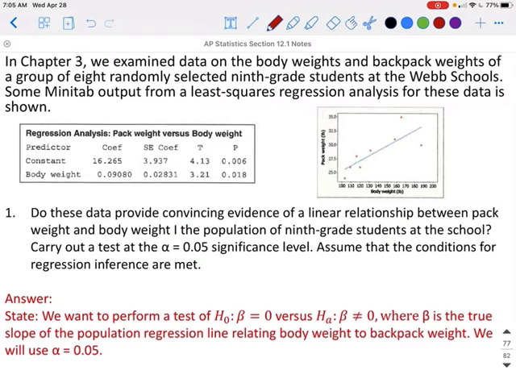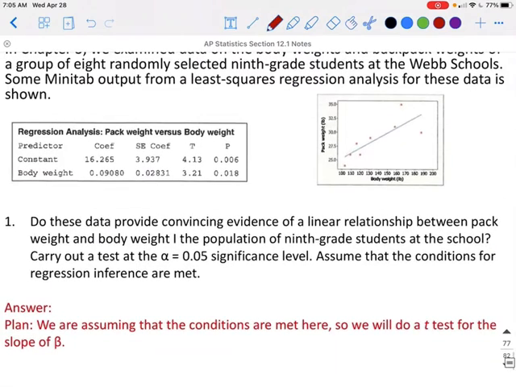Next is our plan. This is where you say what method you are going to use, and if you need to check them, this is where you check the conditions. We are assuming that all the conditions are met because they tell us that in the problem. So we will do a t-test for the slope of beta.